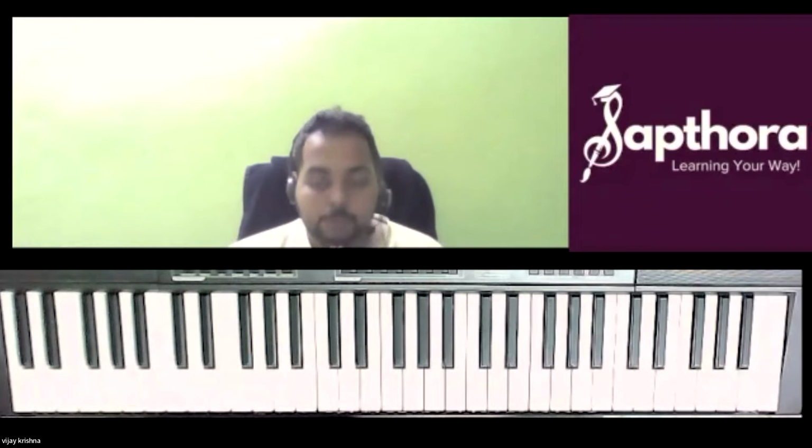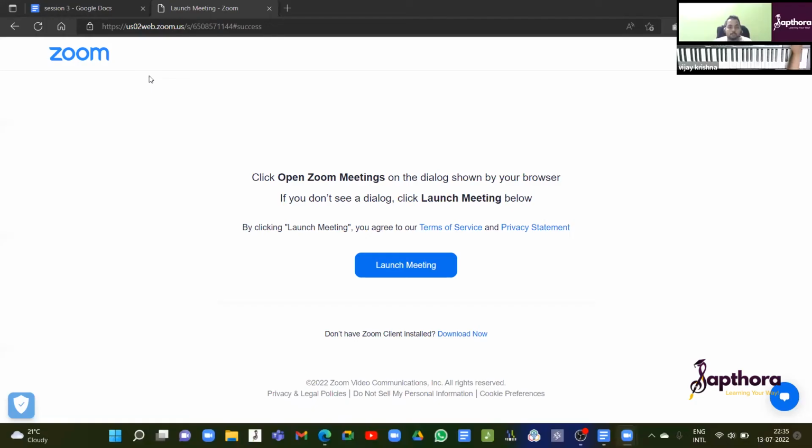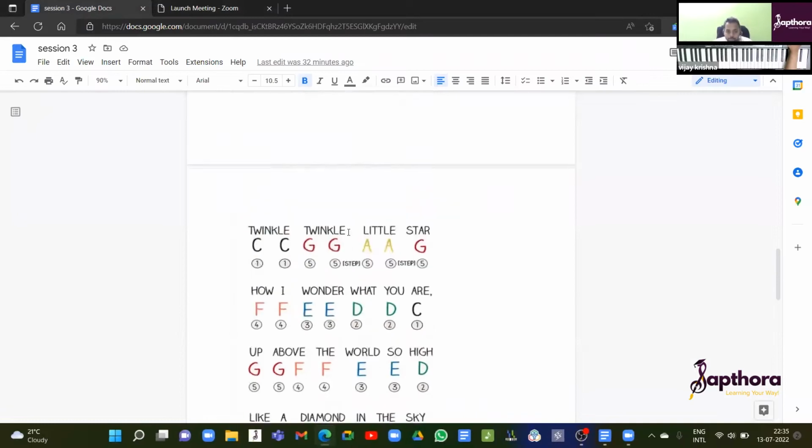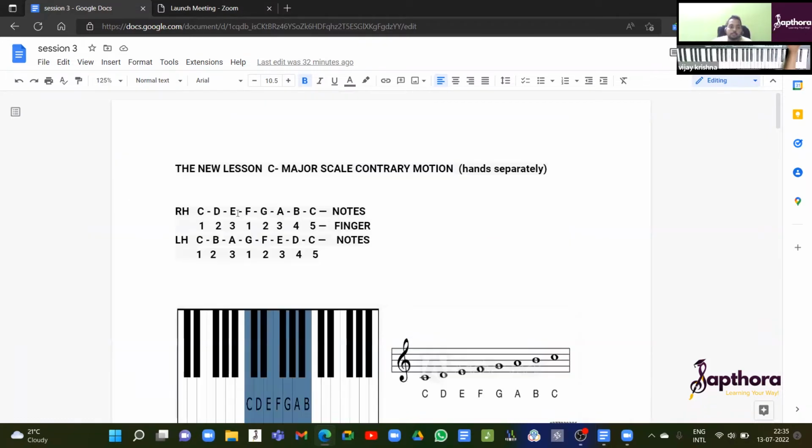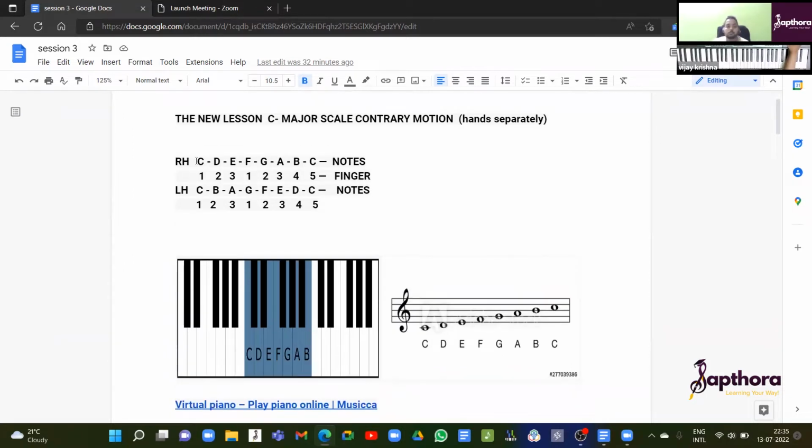Quickly, we are going to move to a short recap of session 2 that we learned, because that will guide us to the session 3 lessons, which is important to understand. Here we can see the session 2 lesson, the C major scale contrary motion. The notes present are C, D, E, F, G, A, B, and the last note again the C note.